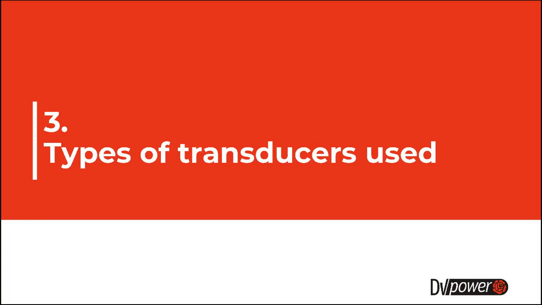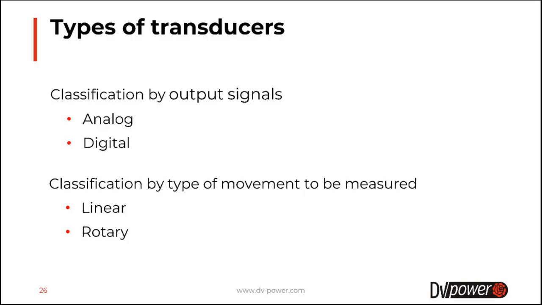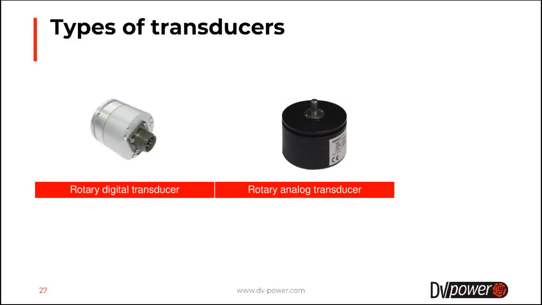Okay, now we are going to talk about types of transducers that are used for the motion measurement. So we can classify the transducers first by output signals, and in that way they can be classified as analog or digital transducer, and by type of movement they can be classified as the linear or rotary type. So here are examples of the rotary digital transducer in the left and the rotary analog transducer in the right figure.